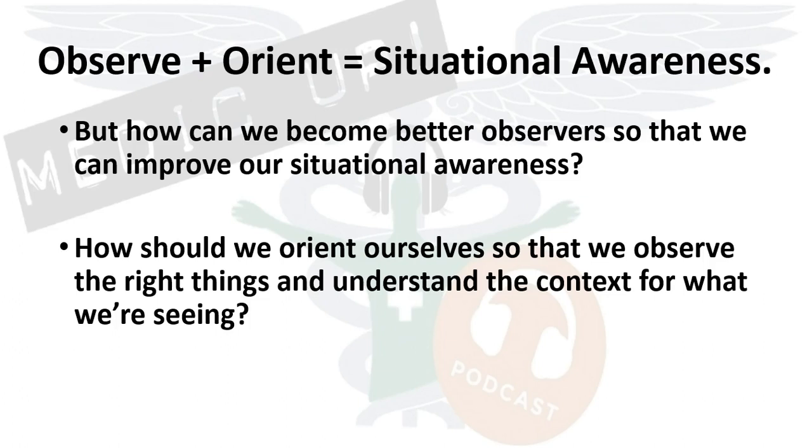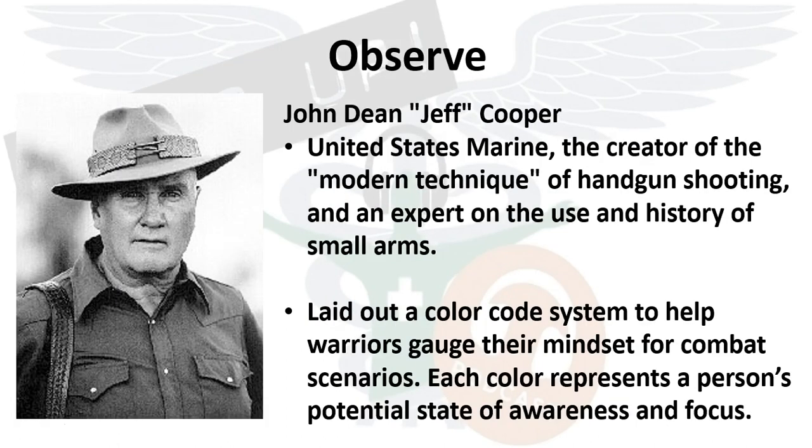So how do we become better observers so that we can improve our situational awareness? And how should we orient ourselves so that we can observe the right things and then understand the context for what we're seeing? You can't really talk about that without talking about another military guy, Colonel Jeff Cooper. He was a Marine, and he's really regarded as the creator of what they call the modern technique of handgun shooting. And this guy was an expert on the use and the history of small arms.